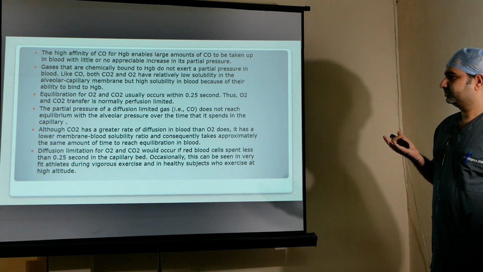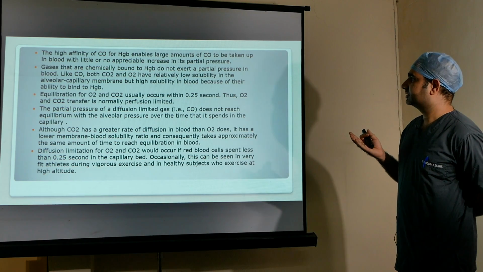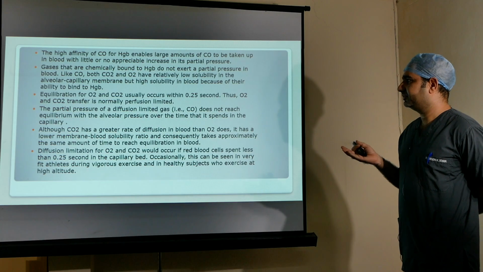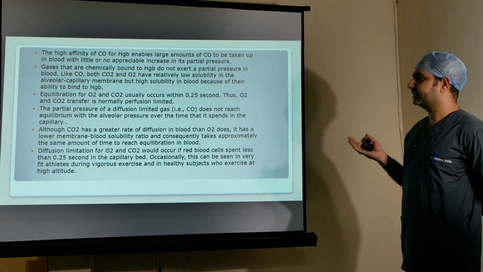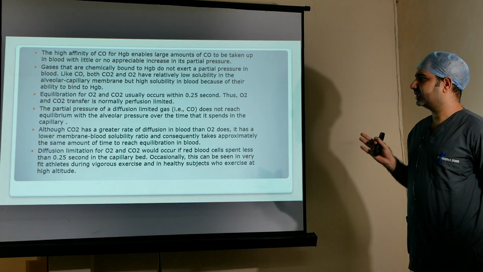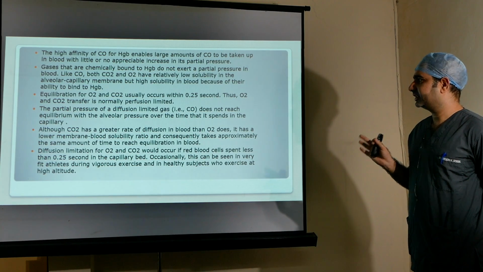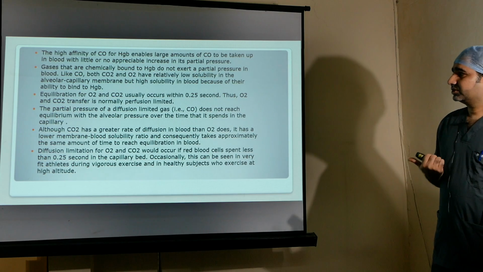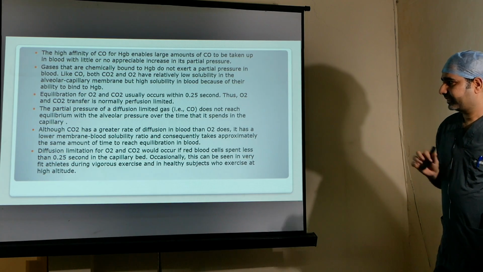This statement is related to the diffusion limited gases or the perfusion limited gases. Now we see the equilibration for the oxygen and carbon dioxide usually occurs within 0.25 seconds. Thus, oxygen and CO2 transfer is normally perfusion limited.